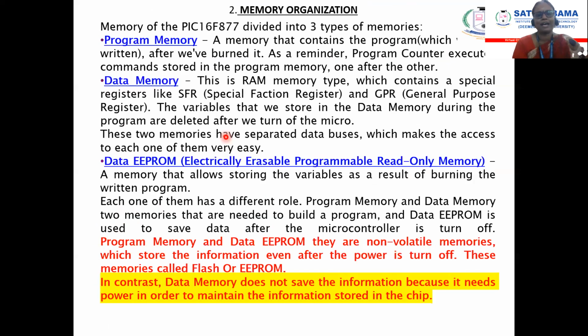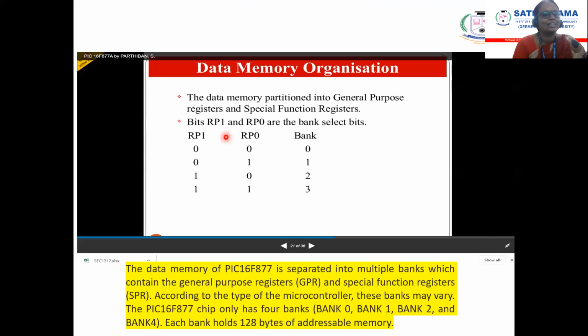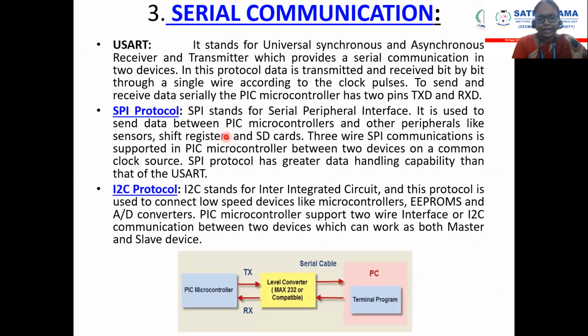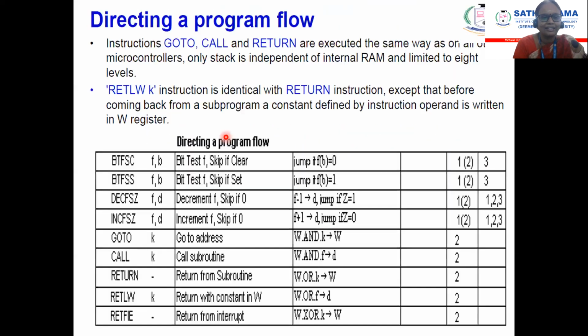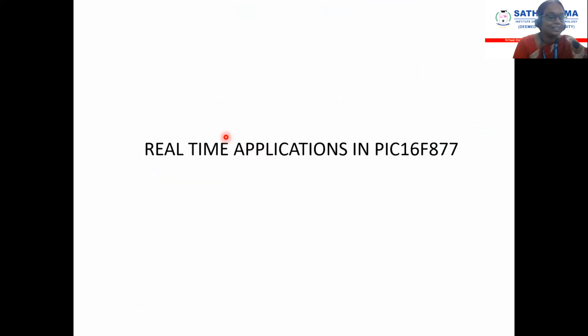This you have to explain. Memory organization, yes, ma'am. Okay, 3 memories are there: program memory, data memory, and EEPROM memory. When you write for architecture, this slide is enough. But if they ask memory organization alone for 12 marks, you are supposed to explain all these things. Are you clear?